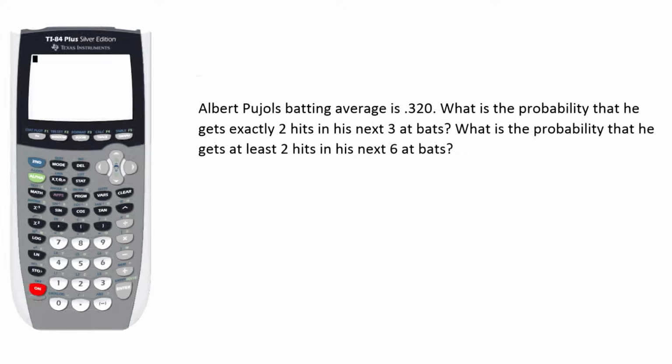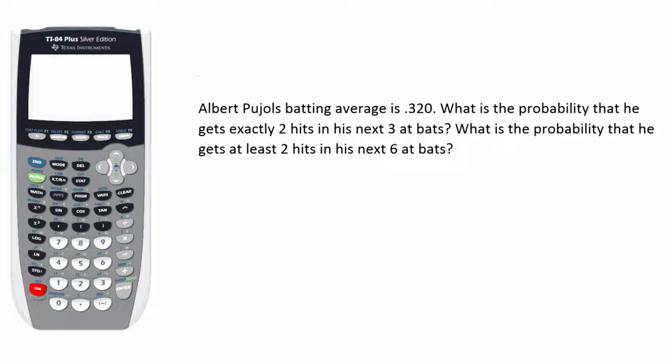In this video, we'll continue to look at binomial probabilities, and we'll answer the second part to the question that we started in the last video. So the question we want to answer is, what is the probability that Albert Pujols gets at least 2 hits in his next 6 at-bats?